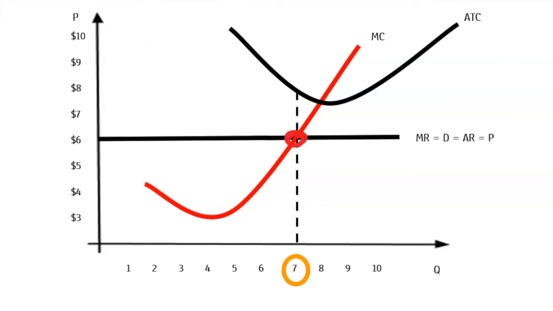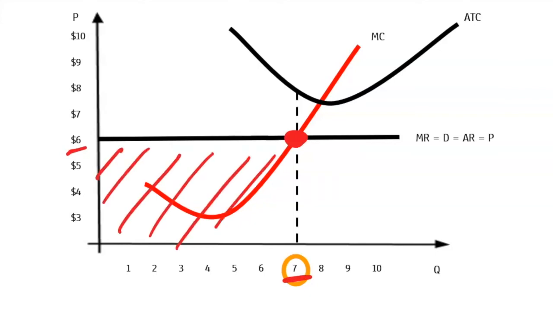And so that point still hasn't changed, right? We're still producing 7 units and $6 is still the price. So that means that our total revenue is still this box shaded in red, right? Our total revenue is still 7 units times the $6, which gets us to $42 here. But what's different? Well, now our average total cost is above our marginal revenue, demand, average revenue, price curve.